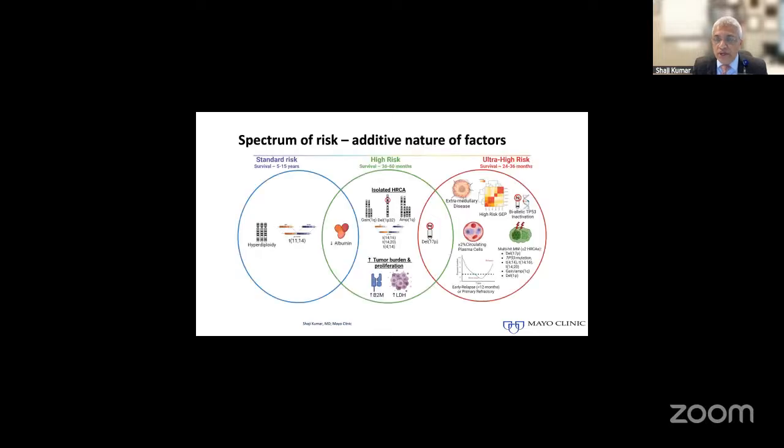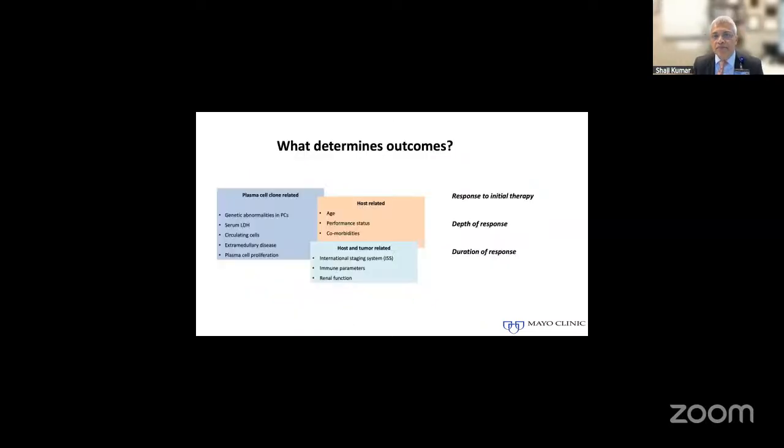So when you put it all together, you realize that this is a spectrum of risk, right? Patients can have 1, 2, 3, 4, multiple different high-risk features. The important thing to remember is none of them are absolutely independent. They all tend to go hand in hand, so there's interaction between the different abnormalities. But we can group patients broadly into 3 groups: standard risk, high risk, or people with extremely high risk disease, which usually happens in the presence of multiple genetic abnormalities, circulating plasma cells, or extramedullary disease.